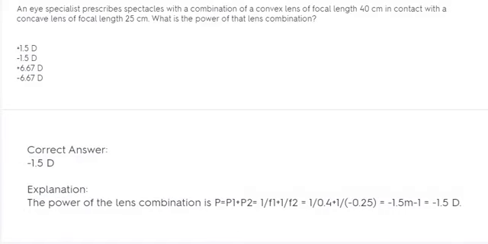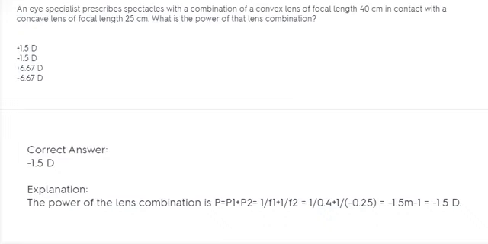An eye specialist prescribes spectacles with a combination of a convex lens of focal length 40 cm in contact with a concave lens of focal length 25 cm. What is the power of that lens combination? Plus 1.5D, minus 1.5D, plus 6.67D, minus 6.67D.